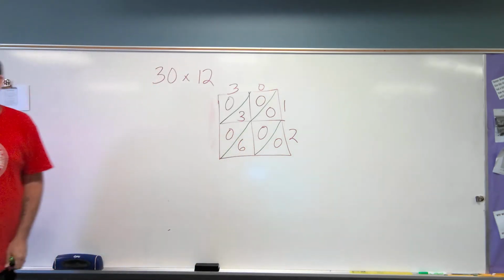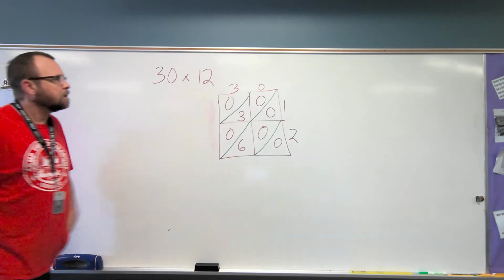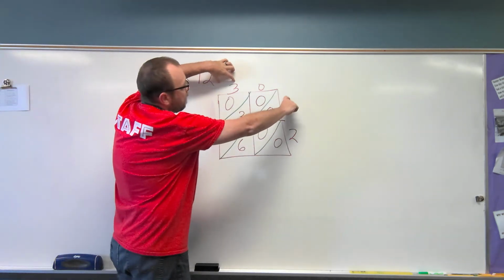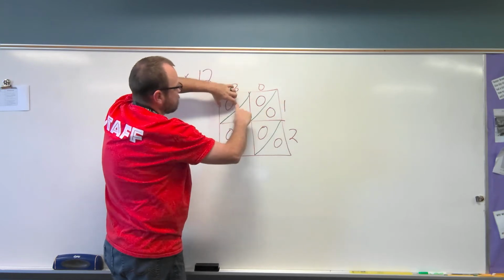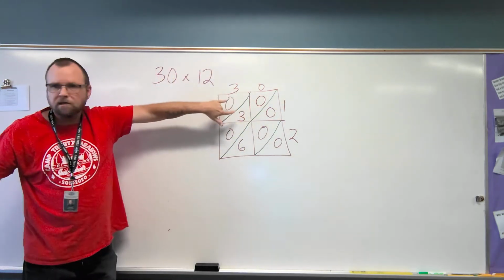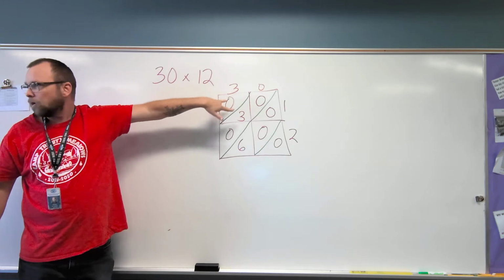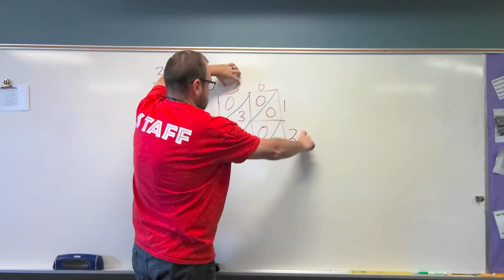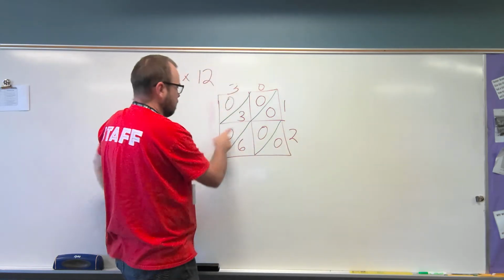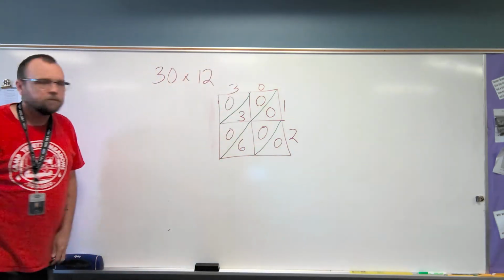All I did is I'm making these like Battleship where they match up. So I have a 3 and I have 1, so 3 times 1 goes in this box. And I have to have a tens and a ones in every one of them. 3 times 2 would meet here, and that's 6.